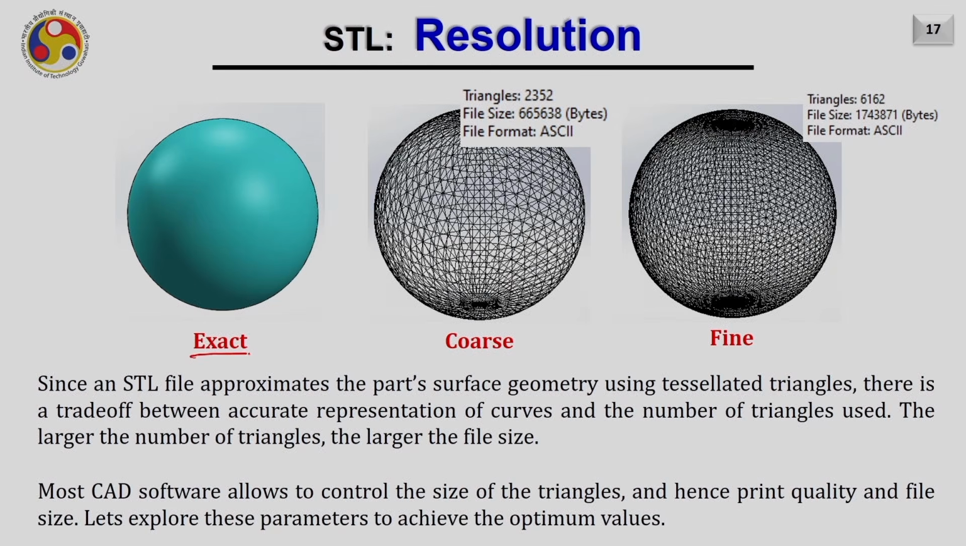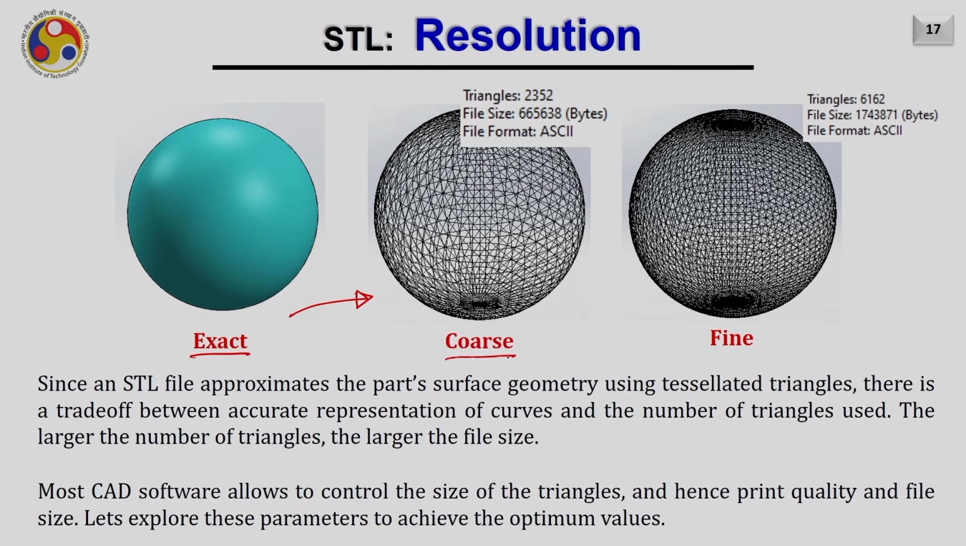This is the exact representation of the object. In this case, the boundary of the object is represented by nonlinear curves such as NURBS and splines. While we said that we convert this data into an STL file, in that case, the collection of triangles will represent its boundary.